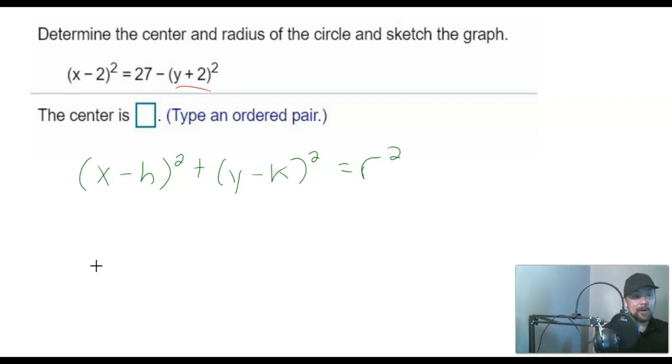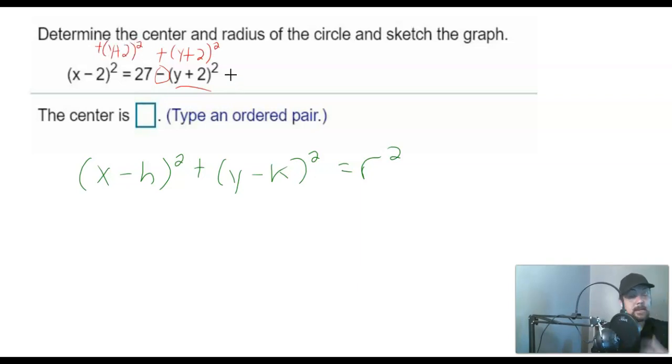So we want to make our equation fit the formula. That's what I was trying to say. The y is on the right-hand side. We want to get it to the left-hand side so that the x and the y terms are together. So it's minus here. So what we're going to do is we will add the y plus 2 squared back to the other side.